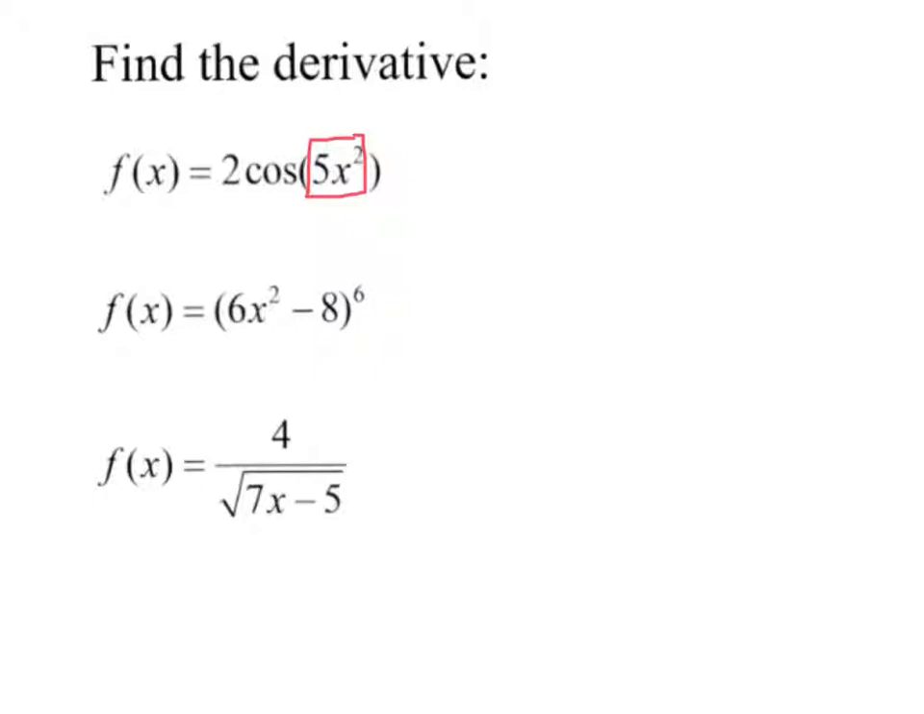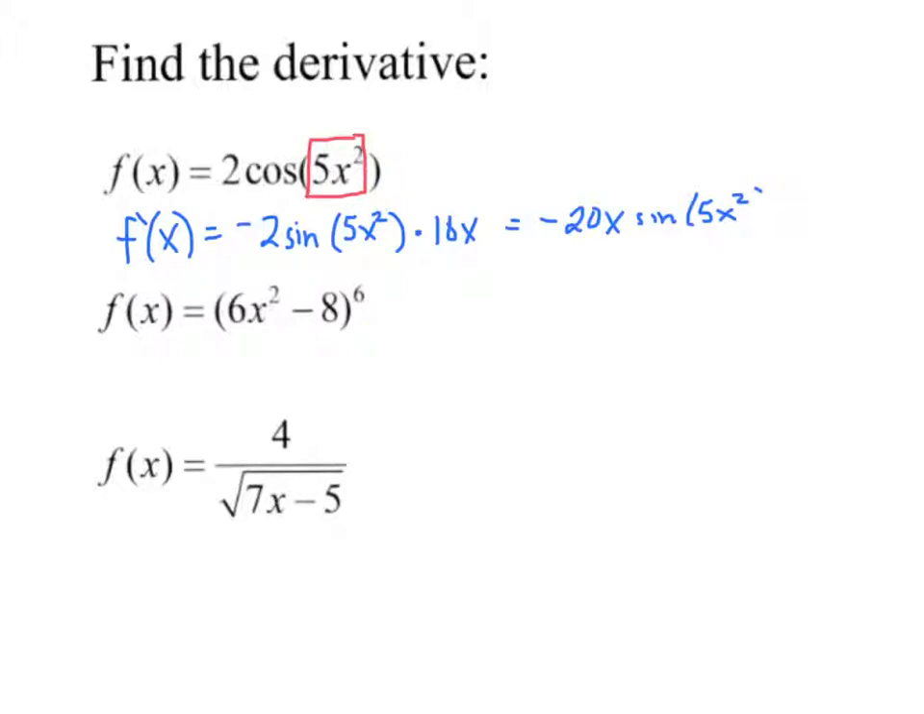So f prime, the derivative of the outside, so the derivative of 2 cosine of something is negative 2 sine. I'm going to put some parentheses. Now, the inside function stays exactly the same. It's still 5x squared. And then I multiply by the derivative of the inside, which is 10x. So if I clean this up a little bit, negative 2 and 10x, I got negative 20x times the sine of 5x squared. And this is my derivative.